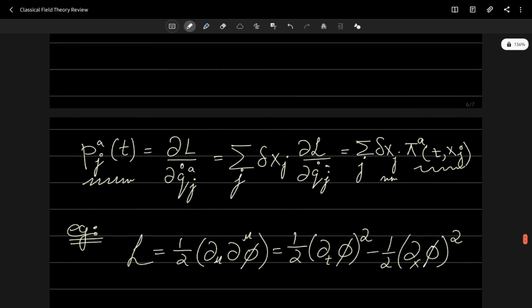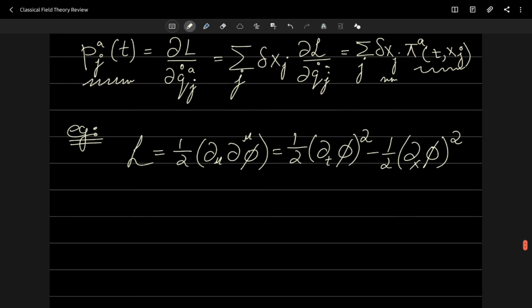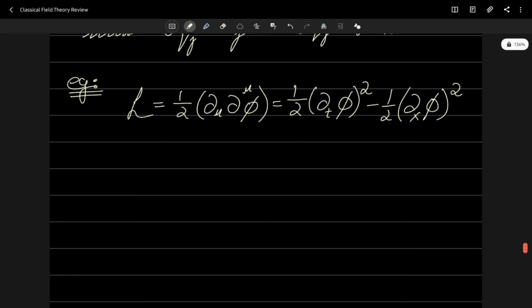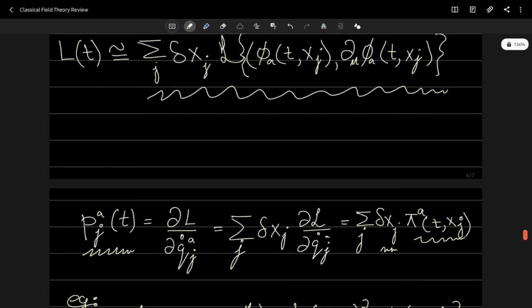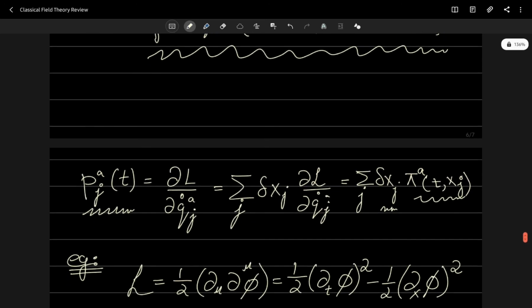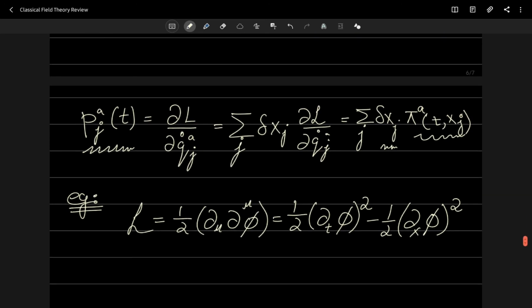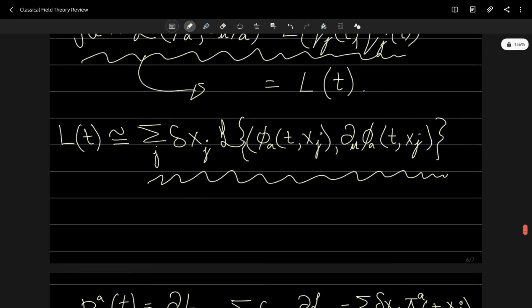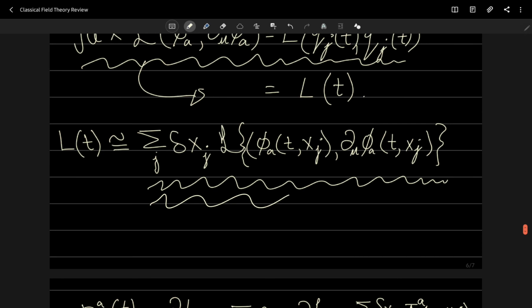Now, in fact, I'm not going to do this. It would be a very good exercise for you to do it on your own. You just have to follow along these rules that I told you. To obtain the Lagrangian, you integrate it over the space d^3x, and then you discretize your Lagrangian as such, right?